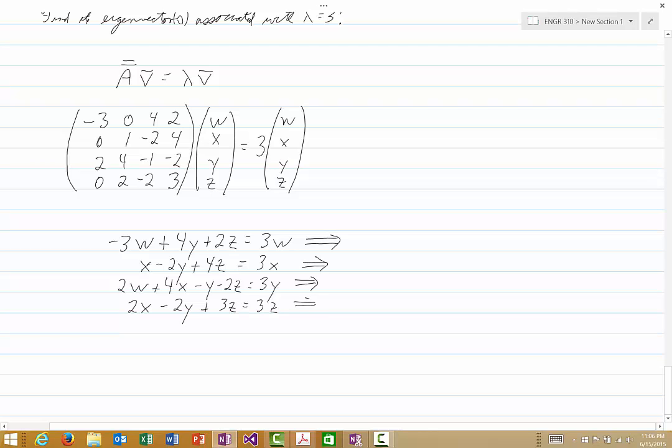In each case, I'll take what's on the left-hand side over to the right-hand side. So the first equation becomes minus 6w plus 4y plus 2z equals 0. The second equation will become minus 2x minus 2y plus 4z equals 0. The third equation, when we take the 3y over to the left-hand side, will give us 2w plus 4x minus 4y minus 2z equals 0.